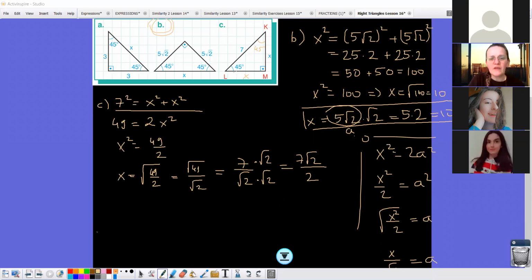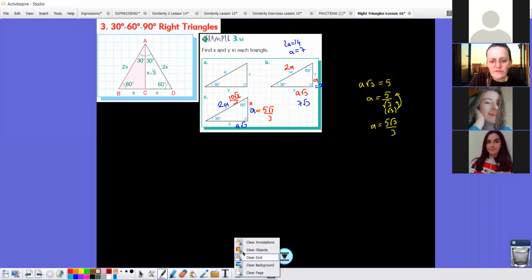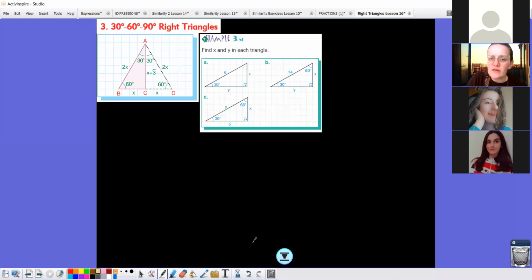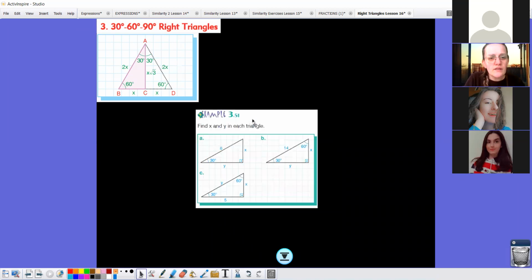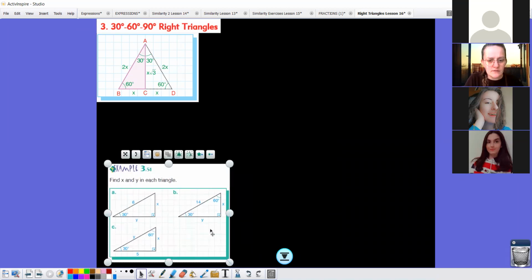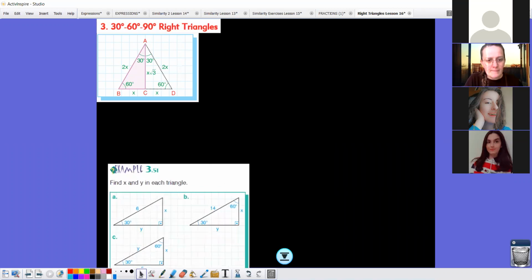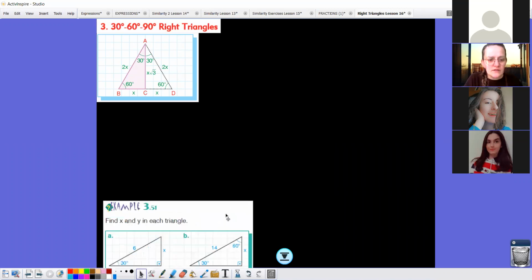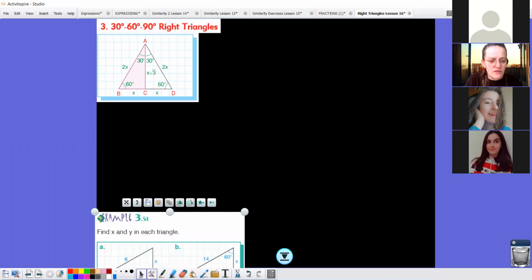Now here we have another right triangle. This right triangle is a 30, 60, 90 right triangle. If you have these angles in your right triangle, it's another special right triangle, okay? Look here, it's given. I will try to explain it one more time.